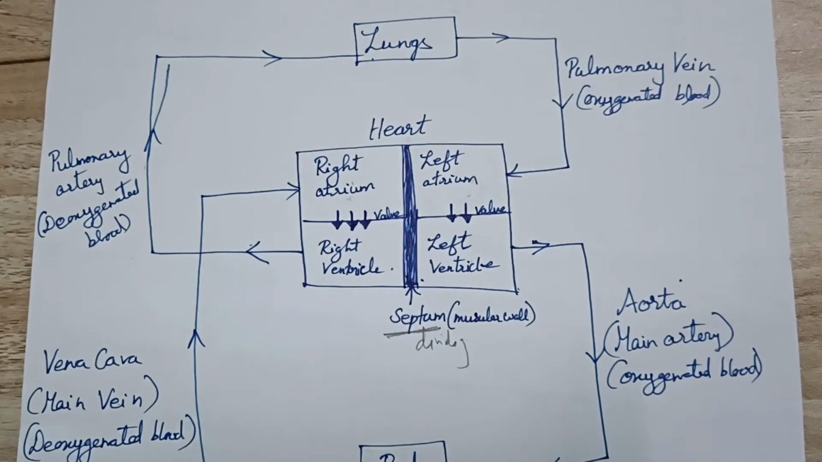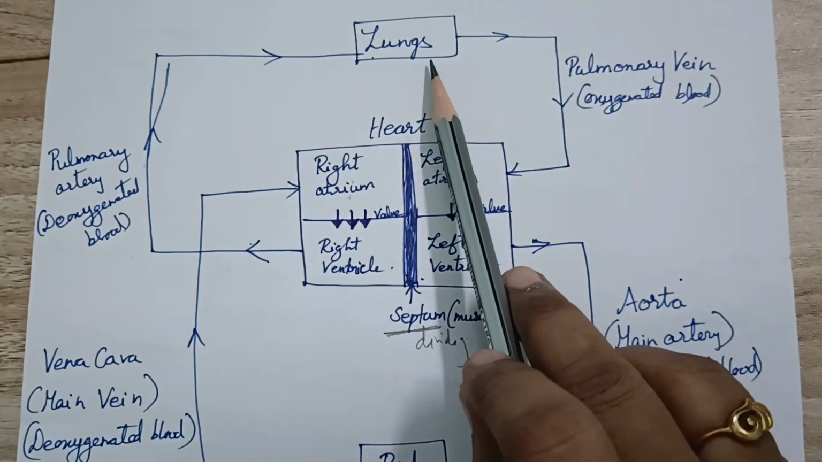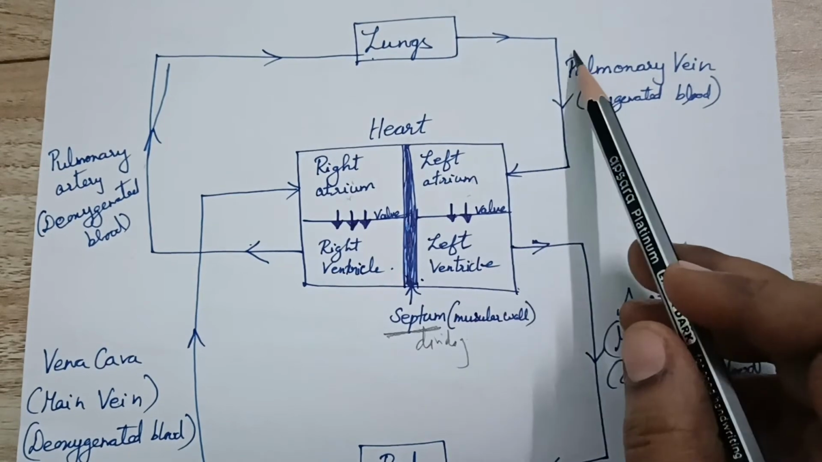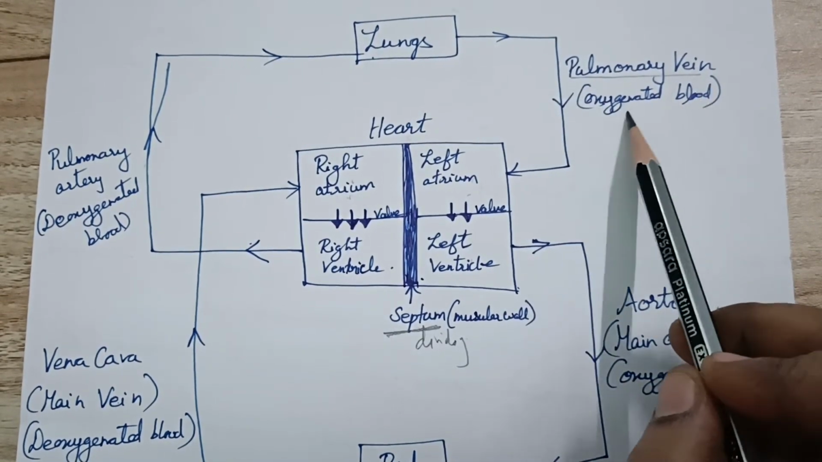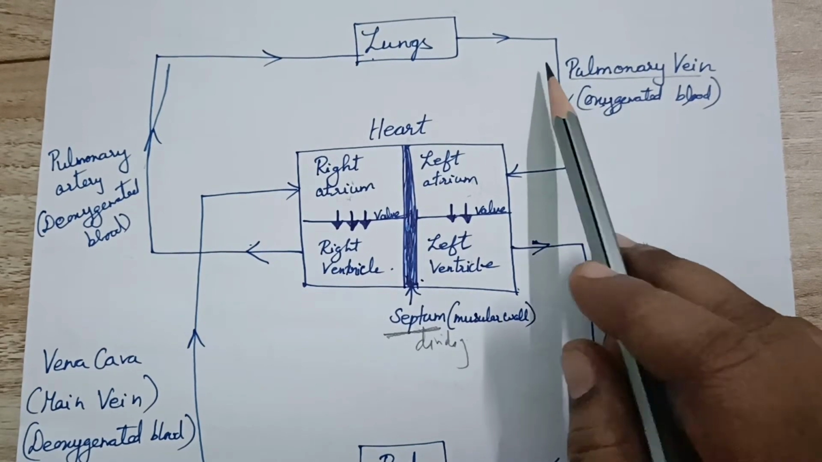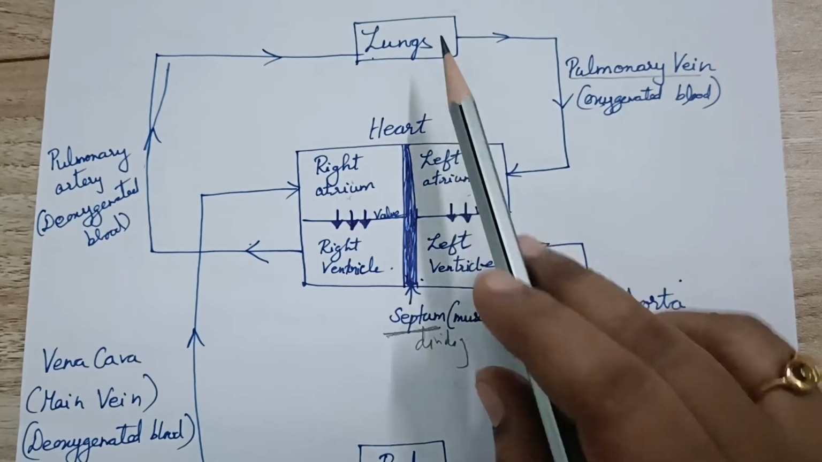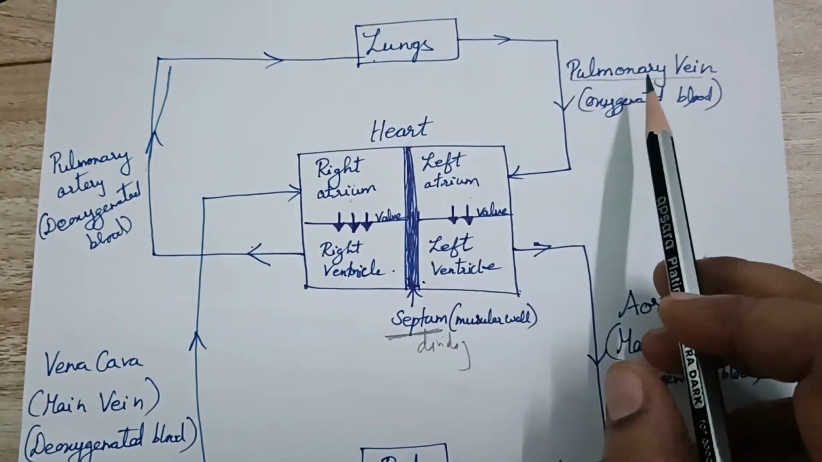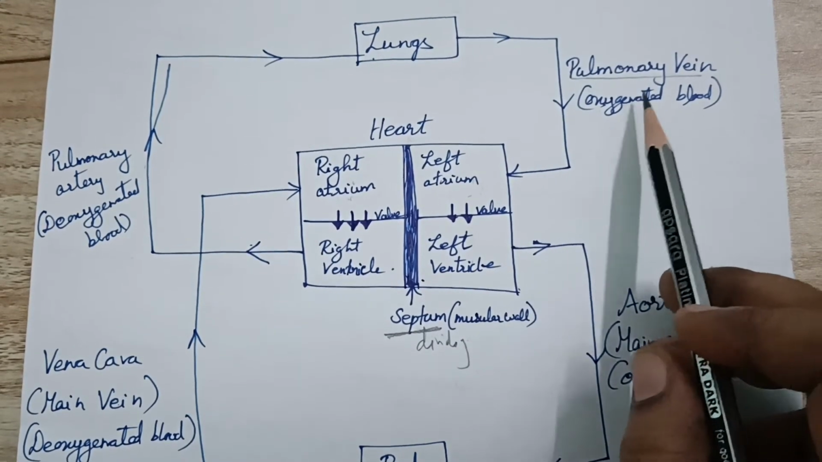Now I will show how the blood is flowing. You know you will get oxygen in the lungs, right? Through the pulmonary vein, you will get the oxygenated blood. You get oxygen through proper breathing in the lungs. Through the pulmonary vein, you will get the oxygenated blood.